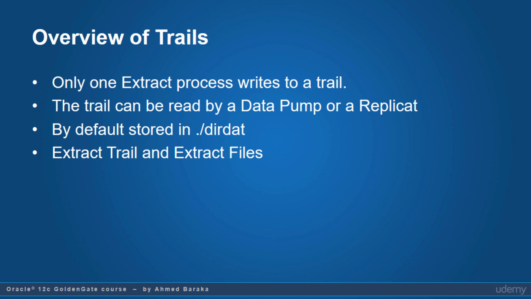Trails are the files used by GoldenGate to save the changes in the source database. They can be created in the source or target system, or even in an intermediate system. Only one extract process can write to a trail file. They can be read by the data pump or a replicate. By default, the trail files are saved in a subdirectory called dirdat under the GoldenGate root directory.